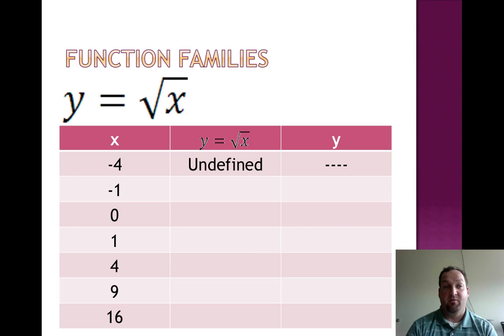For instance, if you set up your t-chart, the very first x value I choose, -4, is undefined. The reasoning is this: you cannot take the square root of a negative number. So when you set up y equals the square root of -4 and you try to put that in a calculator, it's going to come back as an error or undefined. So that point will not be plottable.